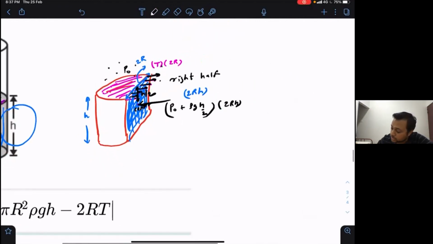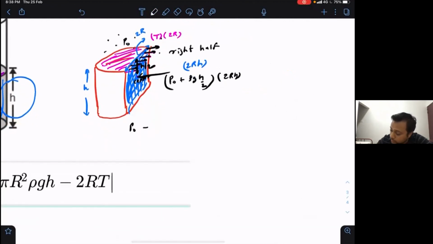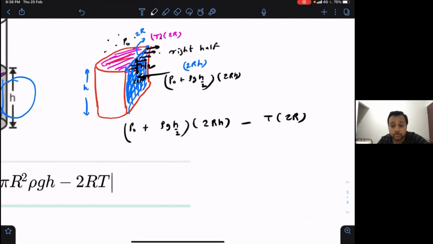The overall force that these two apply on each other, the left half and the right half, will be equal to (P naught plus rho g h by 2) into 2RH minus T into 2R. And the reason we are doing subtraction is because these two forces are oppositely directed.